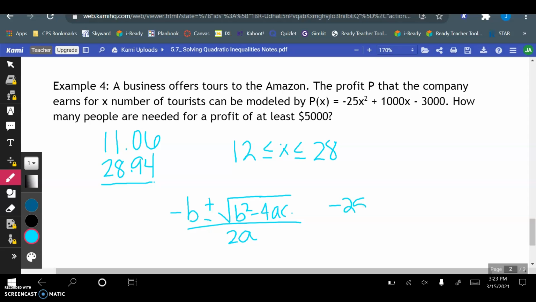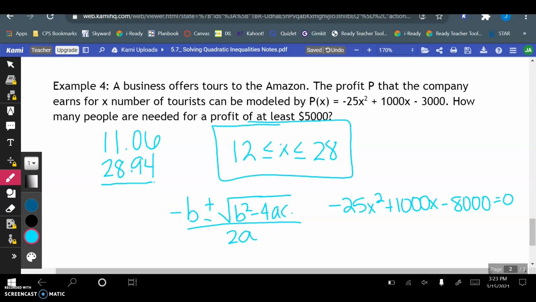So you would have negative 25x squared plus 1,000x. And then you would subtract the 5,000, so you would have negative 8,000 is equal to 0. And then you can plug that into the quadratic formula, and you would get your 11.06 and your 28.94 again, and still come up with the same answer. So a couple different ways to solve that one.